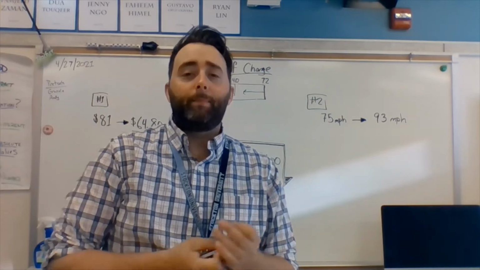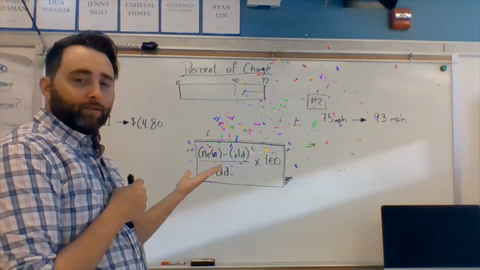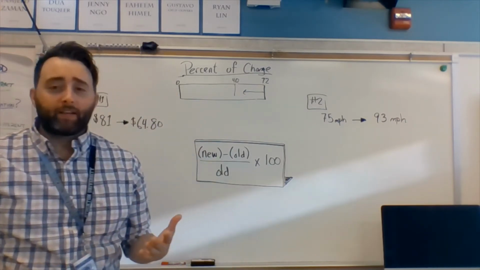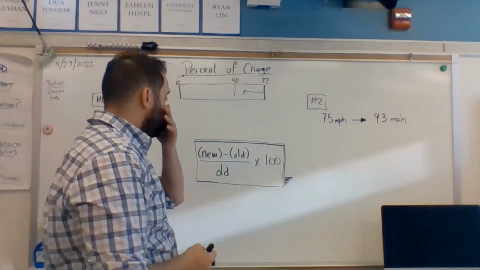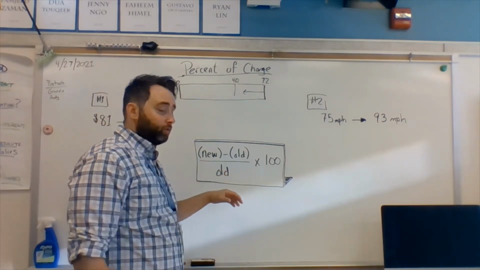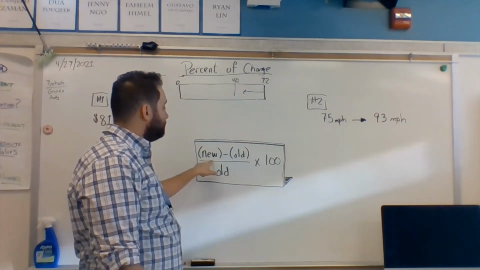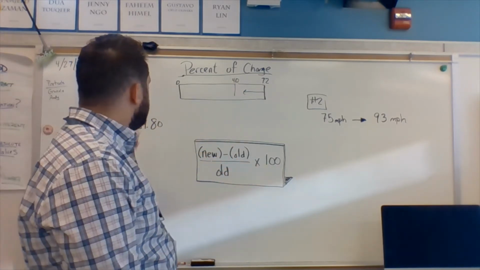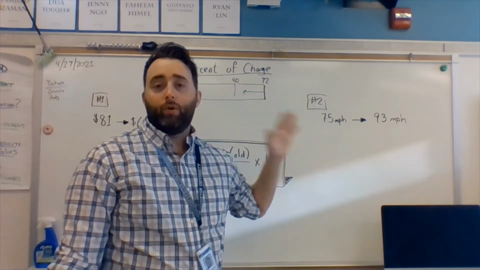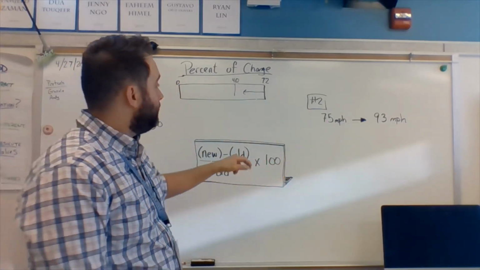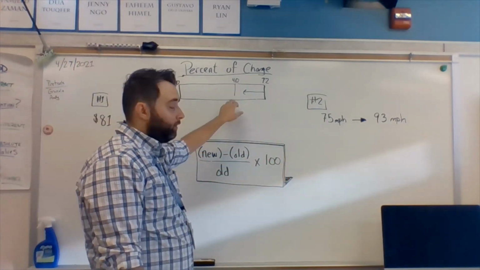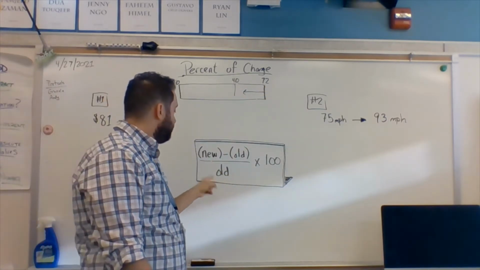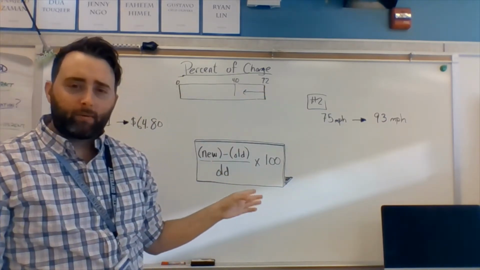But luckily for us, there's a formula. It's a really simple formula. I'm going to write it up nice and big on a chart and hang it in the class, or you can find it in the Google Classroom. It is the new amount, whatever the new thing is: the new dollars, the new miles per hour, the new amount of anything. The new amount, so 40, minus the old amount, 72, divided by the old amount.